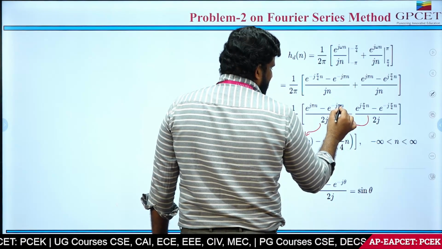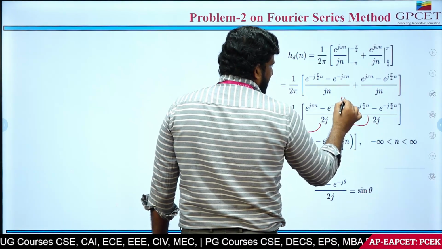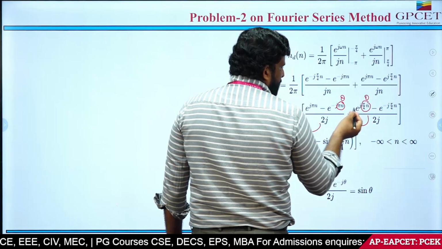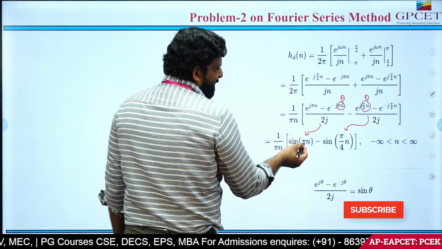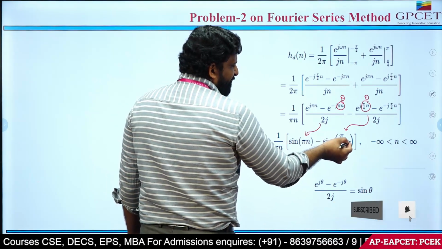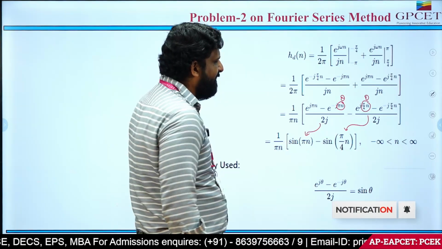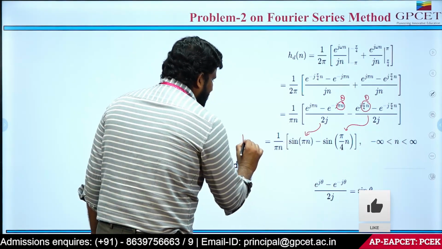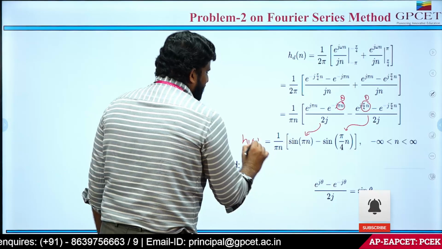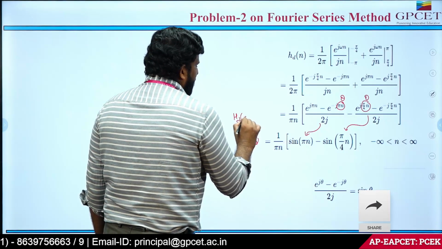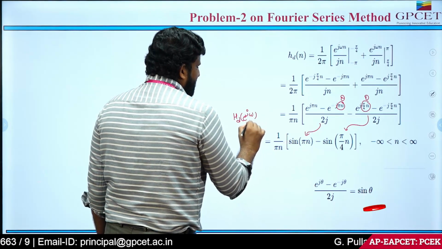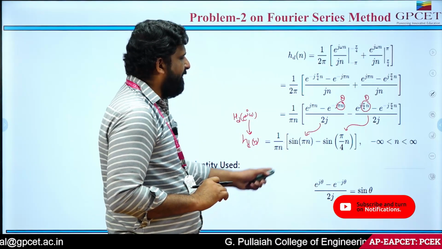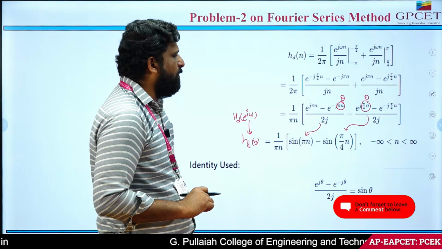Here the theta value is equal to pi n, and here the theta value is equal to pi by 4 into n. So instead of theta, I am writing sine pi n minus sine pi by 4 n, which lies in the range minus infinity to plus infinity. So what is the equation we found here? hd of n. From which equation did we find it? hd of e power j omega. So from this equation we found the value hd of n, which is nothing but this one, and it lies in the limits minus infinity to plus infinity.